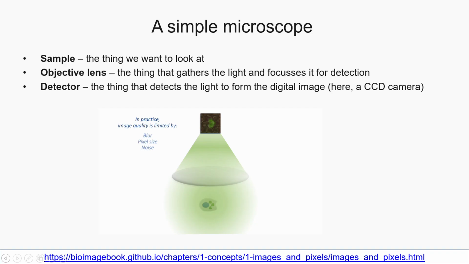Third is the detector, such as a charge-coupled device or CCD camera. The detector converts incoming light into electronic signals that can ultimately be stored as a digital image. Although modern microscopes are much more sophisticated, this simplified model captures the essential principles behind digital image acquisition.